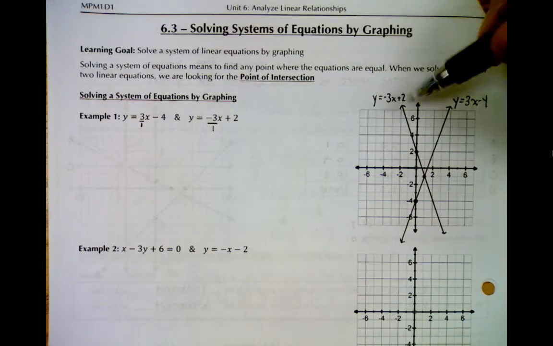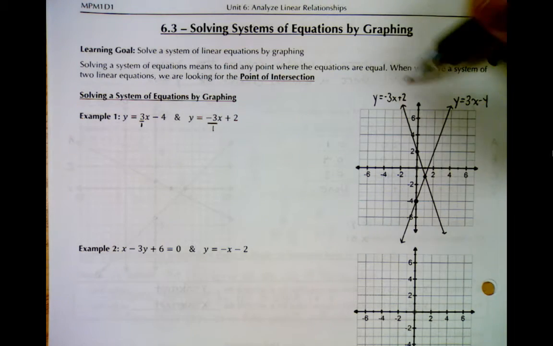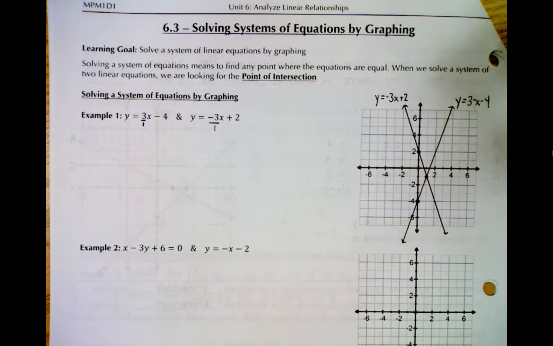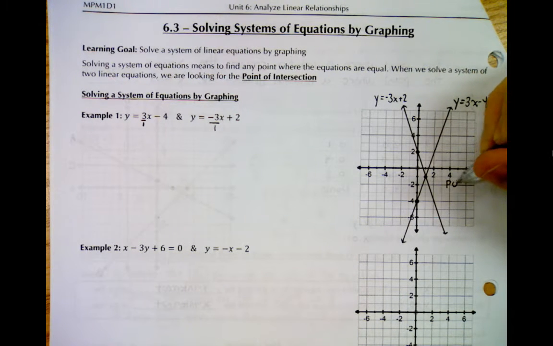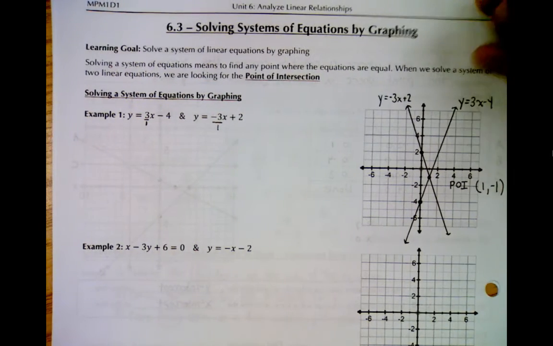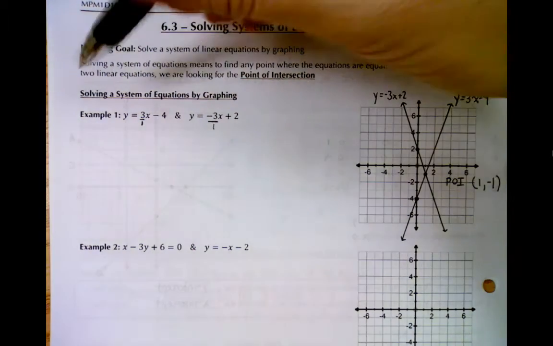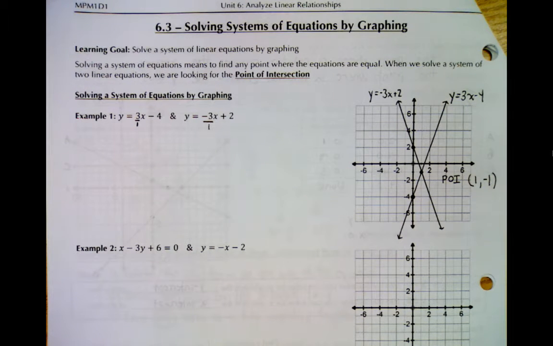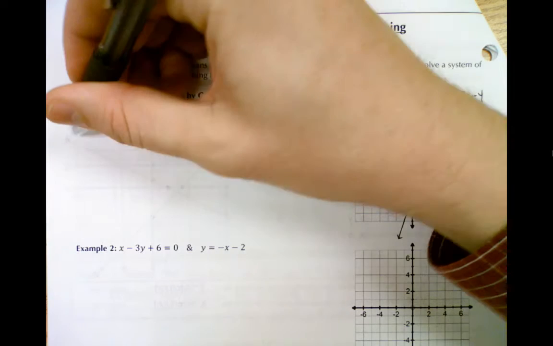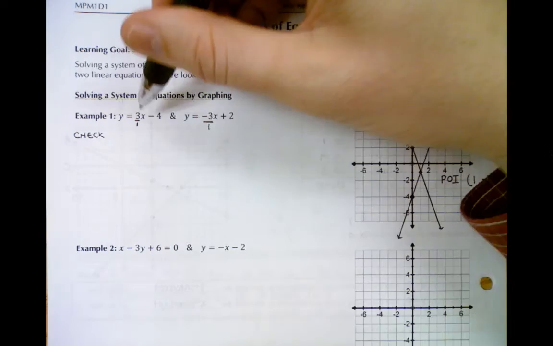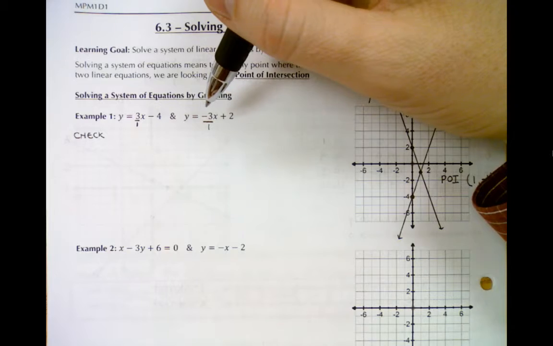Notice at the end of both of my lines I put arrows to show that the lines continue forever, and I labeled them with the equation. Now the solution to this system is the point of intersection where they cross. In this graph we can see the POI, or point of intersection, is 1, negative 1. And that's the solution. The solution to this system of two equations is the point 1, negative 1. If you wanted to verify that you got the right answer, you could check. And the way you check is you plug 1, negative 1 into both equations to see if the left side equals the right side.